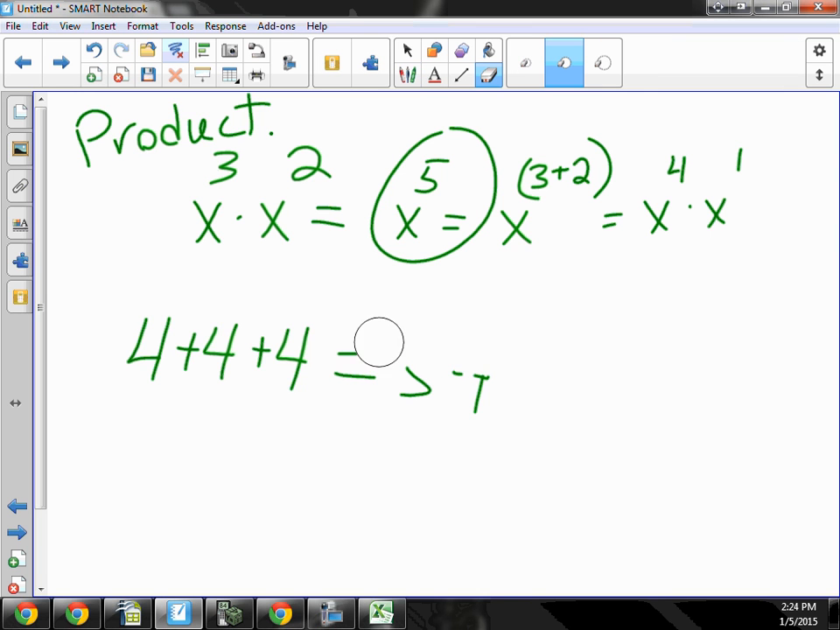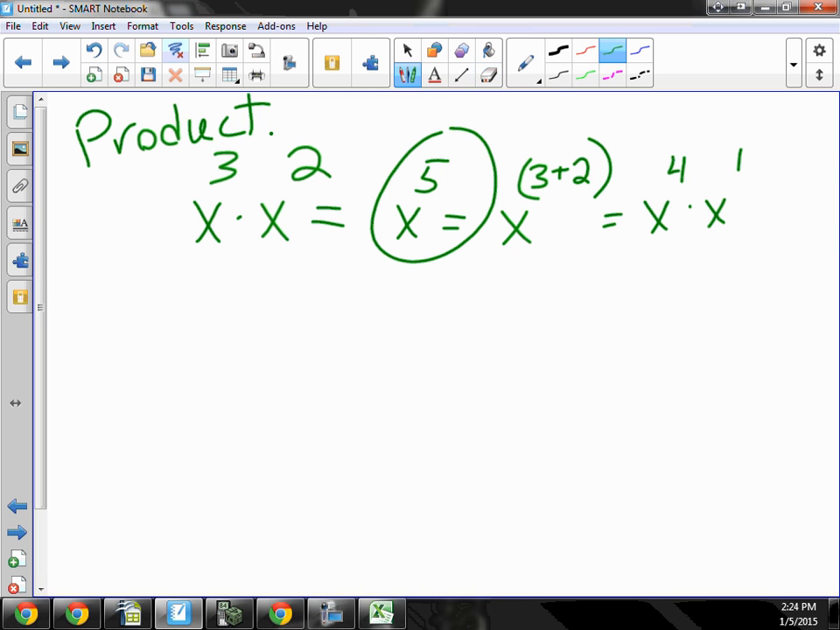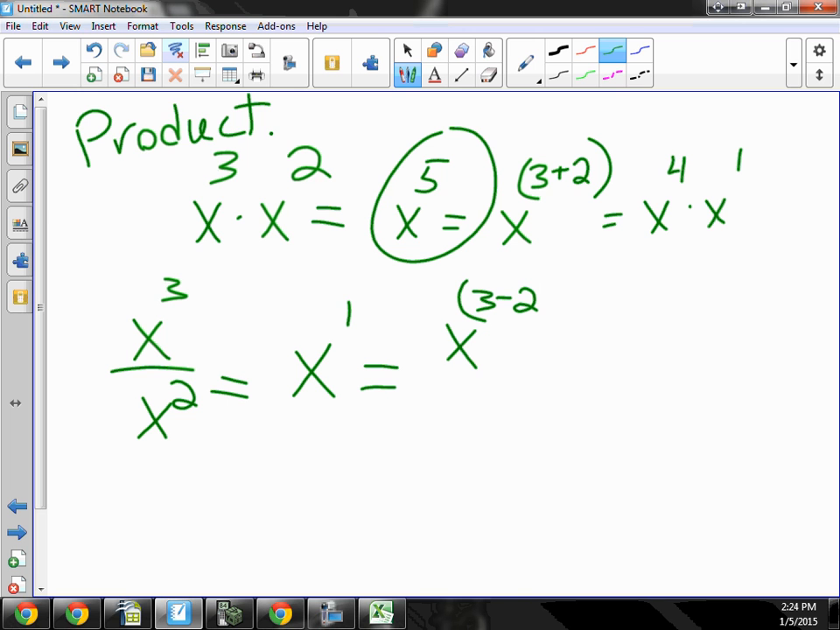Okay. Likewise, there's something called the quotient rule. The quotient rule says if I had x to the third and I divide it by x squared, that's the same as x to the first, and we accomplish that by doing x to the third minus 2. Right? This is called the quotient rule. And we're going to adapt that into logarithms in just a second.